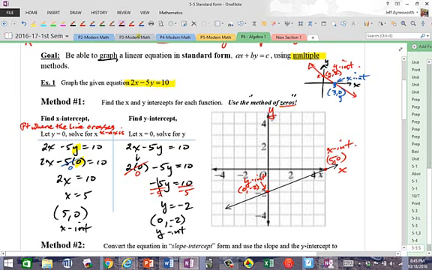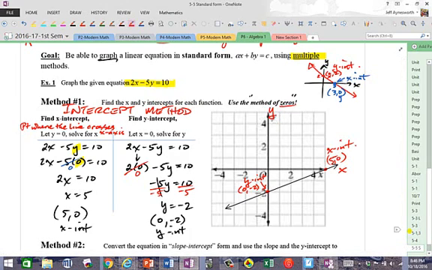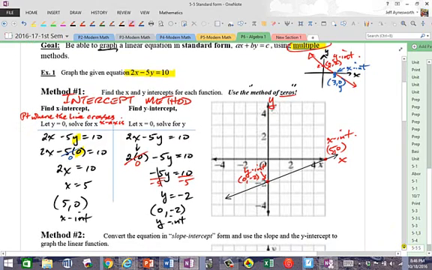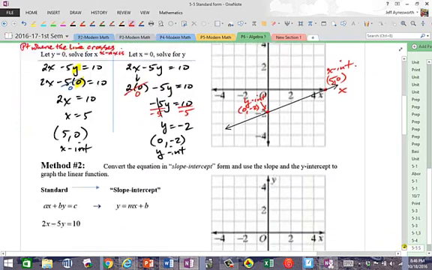In fact, let's write that down. Method 1, intercept method. Okay, now that's method 1. And like I said, I want you to learn multiple methods, right? Multiple means more than one. So the next method you could use, if we want to graph that equation, is slightly different.